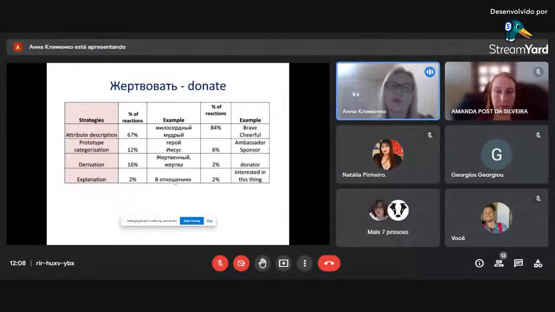The strategies also show a difference in frequency. However, here, because we have a broader field in Russian, we have more prototype categories, and these categories sometimes are connected with religion, like Jesus or hero, while in English it is more like social roles, like sponsor and ambassador.